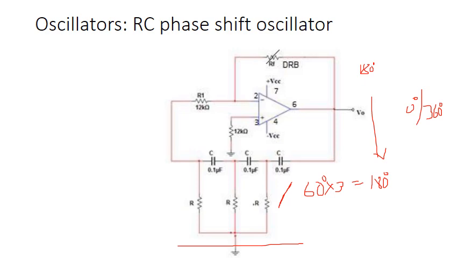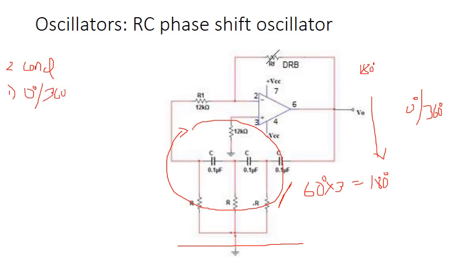As you all know, the Barkhausen criteria for oscillation has two conditions for sustained oscillation. The first condition is the phase shift around the loop. So this is the loop. The phase shift around the loop should be 0 degree or 360 degrees. So with this, the first condition is met, that is the phase shift around the loop is 360 degrees.